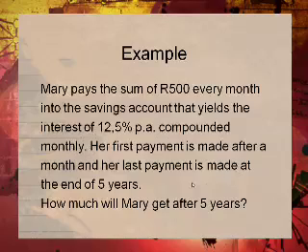Then, this investment runs for 5 years, and your payment is every month. In 5 years, you'll have made 60 payments, because the first one starts after a month and the last one is at the end of 5 years. How much will Mary get after 5 years?